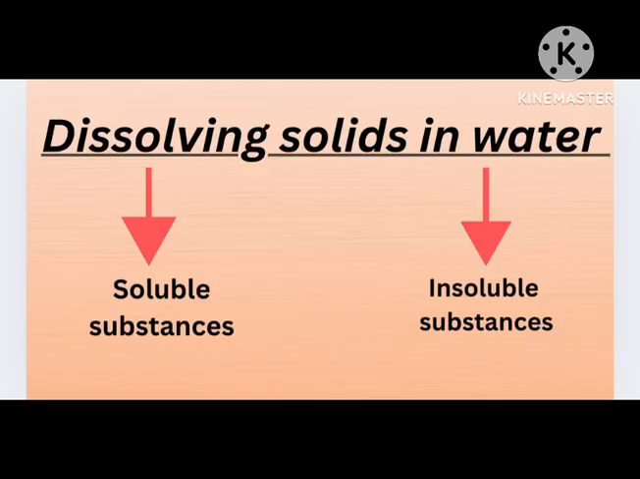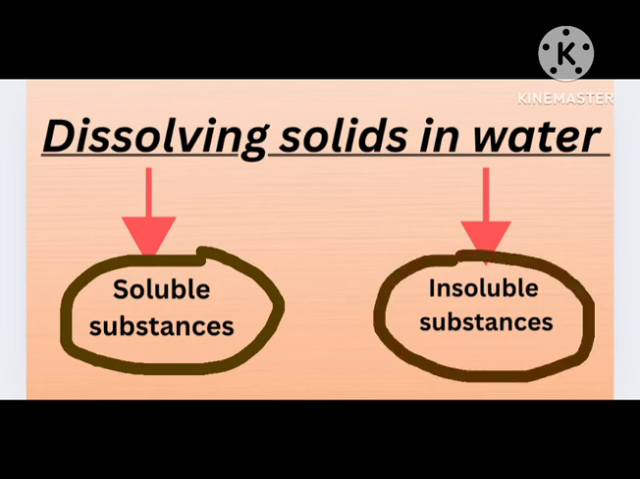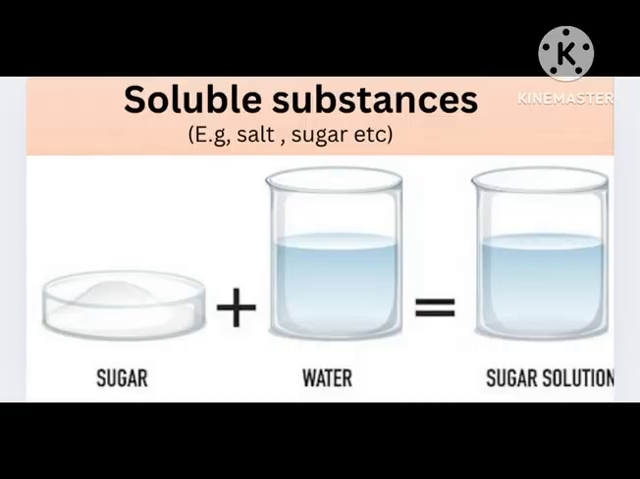We have one more topic, and that is dissolving solids in water. There are two types of substances based on whether they dissolve or mix with water or not. The first one is soluble substances and the second one is insoluble substances. Soluble substances are those substances that dissolve or mix with water.